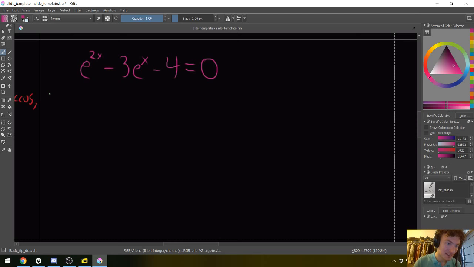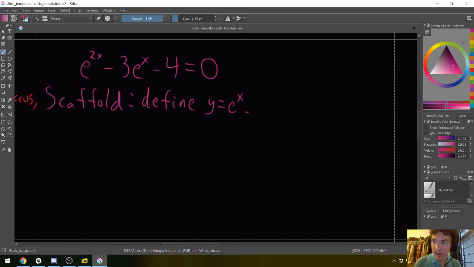So the scaffold here was to use my favorite trick and define a new variable, y equals e to the x. Okay, so my question to you is, if we define y equals e to the x and then replace all occurrences of e to the x in the original equation by y, what equation do I get in terms of y? That would be y to the power of 2 minus 3y minus 4 equals 0.